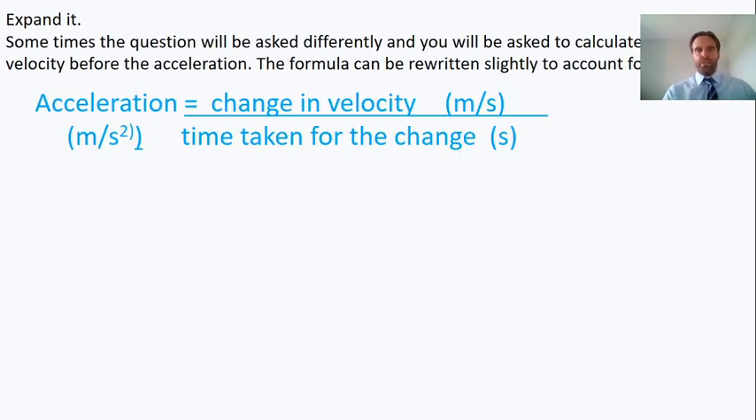Okay, so this change in velocity, the question might not give you the change in velocity. It might not tell you that the change in velocity is 30 meters per second, 100 meters per second, whatever it might be. You might actually have to calculate that, and it's nice and simple.